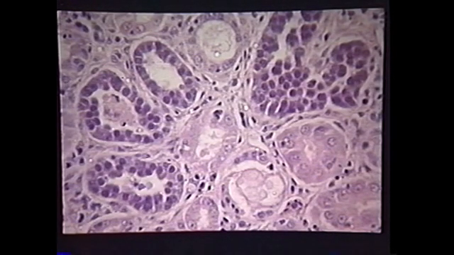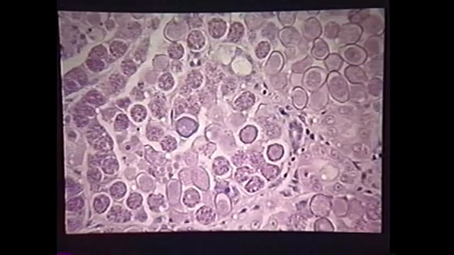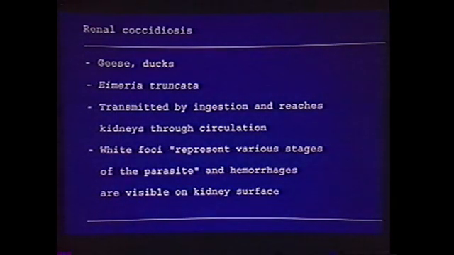Renal tubules, here, with various stages of protozoa. You have a higher magnification here. You can see them. They are the oocysts, different stages of schizonts and merozoites of Eimeria. This is called Eimeria truncata in ducks and geese. Renal coccidiosis looks like just white necrotic foci on the kidneys, with petechial hemorrhages on the surface of the kidney.